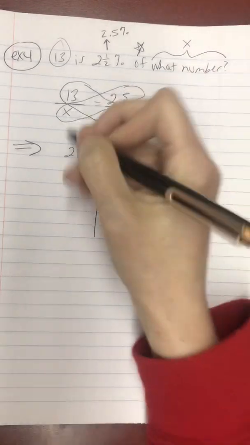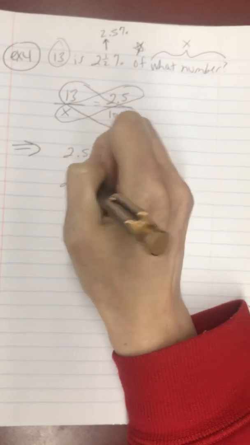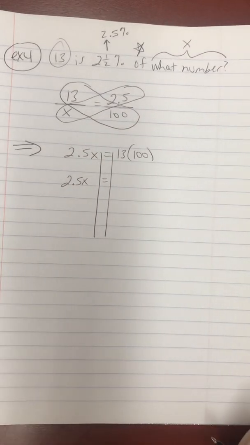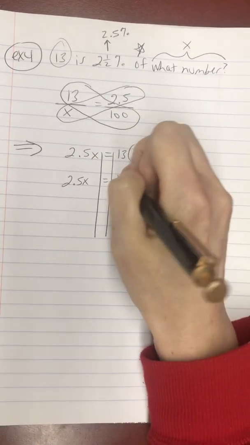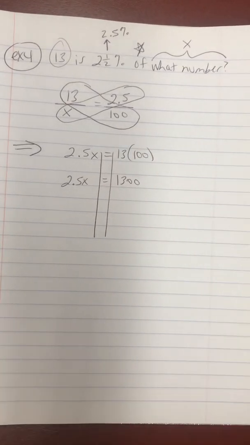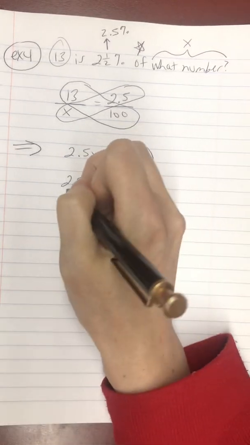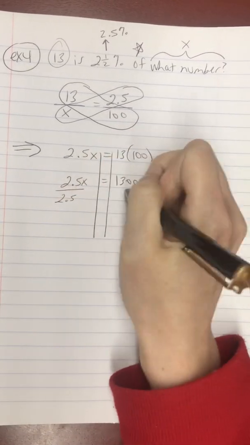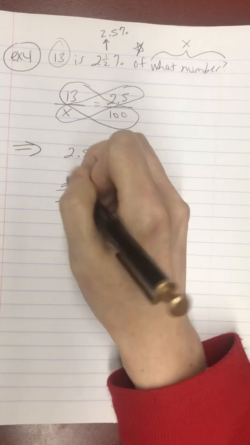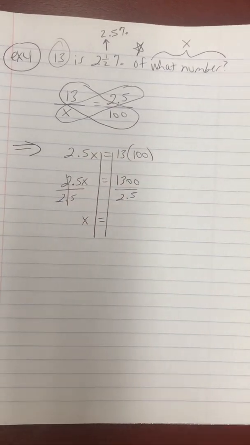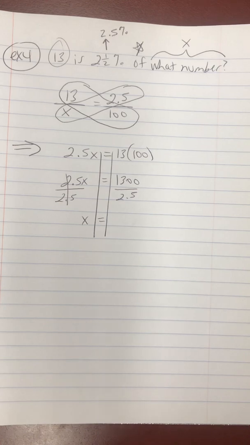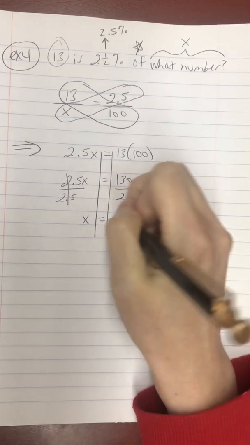So we get this. Now I'm going to bring down my 2.5x equals, and I may or may not need a calculator here, 13 times 100 is 1,300. So you get this. Then you have to get rid of that 2.5. It is attached to the x by multiplication, so we're going to divide by 2.5 and we get x equals 1,300 divided by 2.5. I'll just use my calculator. 1,300 divided by 2.5 and I get 520.